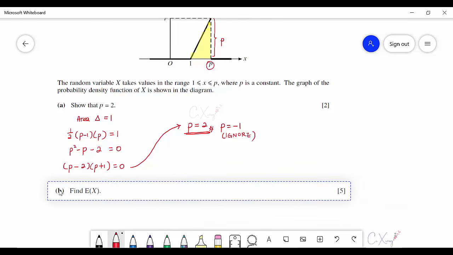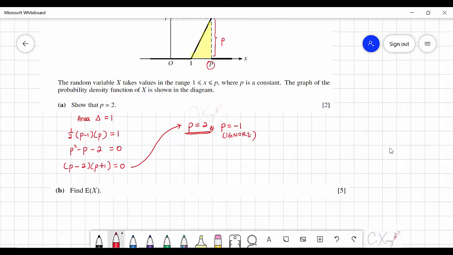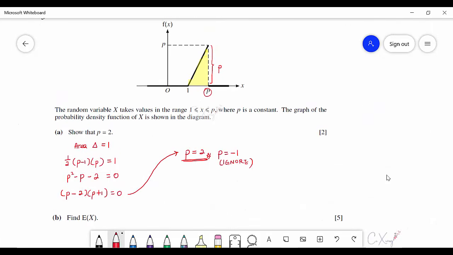Okay, so for part B, they want us to calculate the mean, or the expected value, of x. To get the expected value of x in this case, generally you need to know the function for this line first. After that, you can use it to do the integration and get the mean, the expected value, once you have the equation of this line.